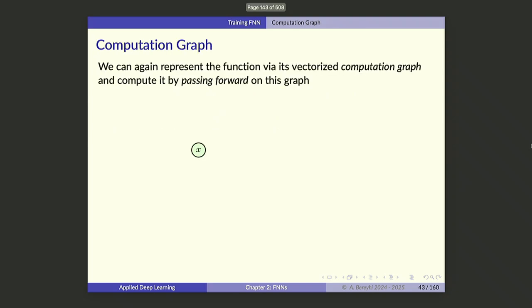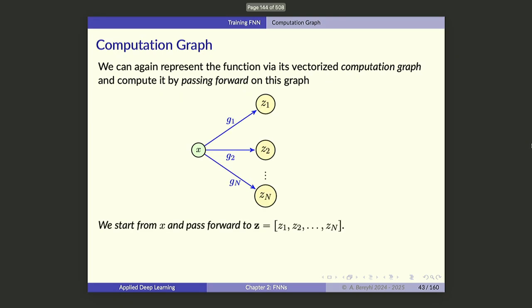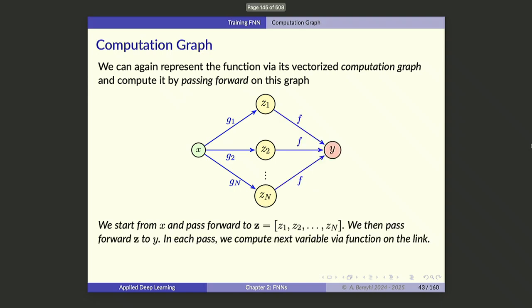And you can again think of it in the form of a computation graph. I have x, and this x passes through n different computations. The first computation gives me z1, the second gives me z2, and so on till zn. Then all of those are passed through the function f, which gives me y. And if I want to compute the derivative of y with respect to x, what should I do?